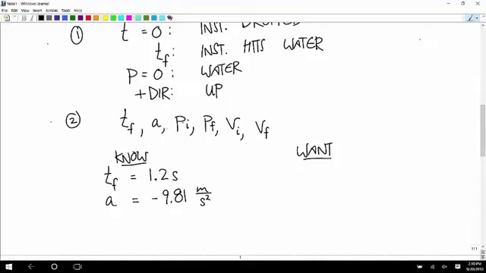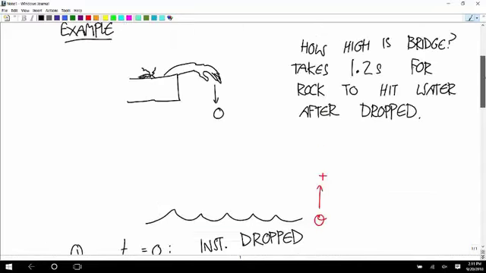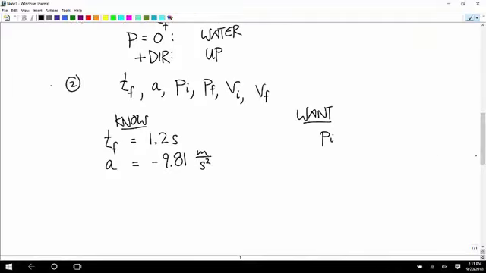Do we know the initial position? We don't know that. That's the thing we want. So see if you can make sense out of that. When time is equal to 0, the ball is released from the top of the bridge. And what we want to know is how high the ball is at the instant it's released, because we've chosen this as our 0. Do we know the final position? 0, yep.